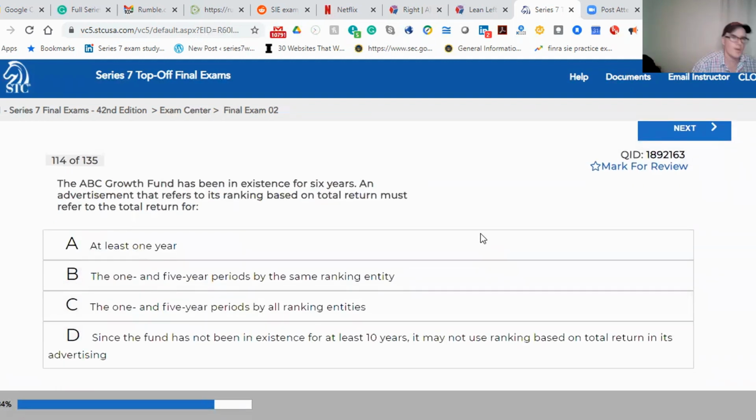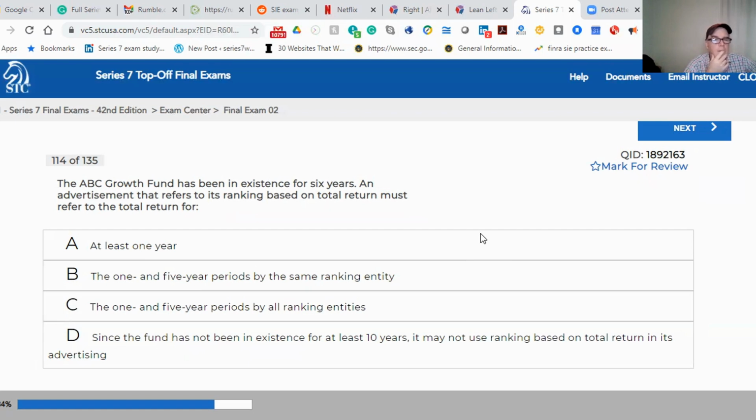No, I'm 21 away. ABC Growth Fund has been in existence for 6 years. An advertisement that refers to its ranking based on total return must refer to the total return. Okay. 6 years. So D is out. I'm going to screw this one up. I'm going to get this wrong.